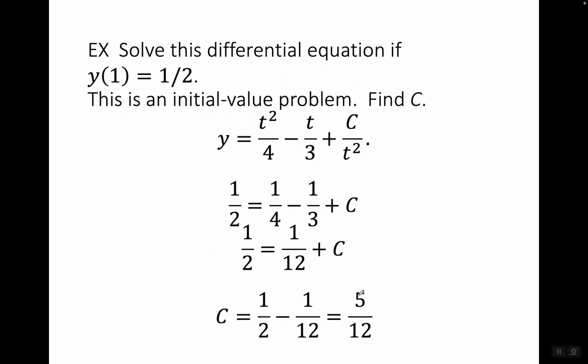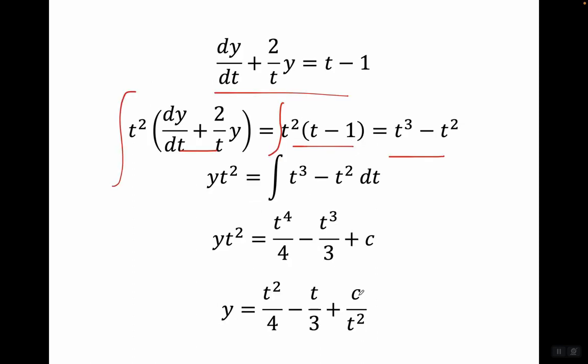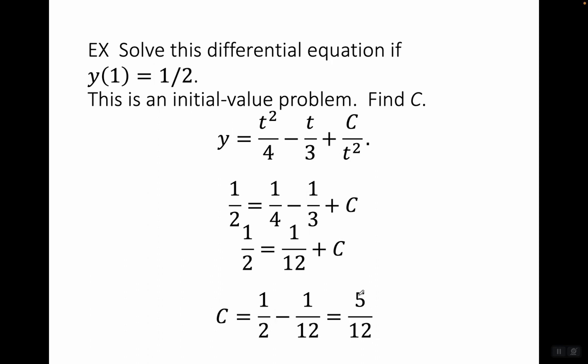So now let's solve this differential equation with y of 1 equals a half. This is an initial value problem. This would be the general solution to the differential equation. If we know that y of 1 equals a half, we're just going to plug in t equals 1 and y equals a half here. And when we do that, we end up with a half equals 1/4 minus a third, in other words, a 12th plus c. Oh, I'm sorry. That's going to be negative a 12th. So that's negative a 12th plus c. So we have 1/2 equals negative 1/12 plus c.